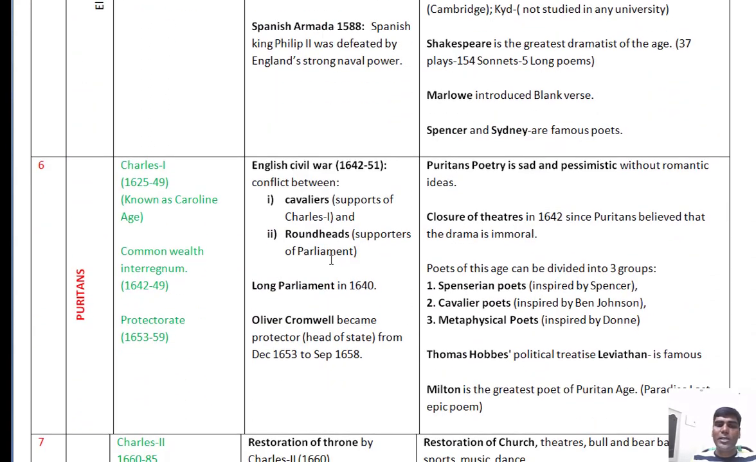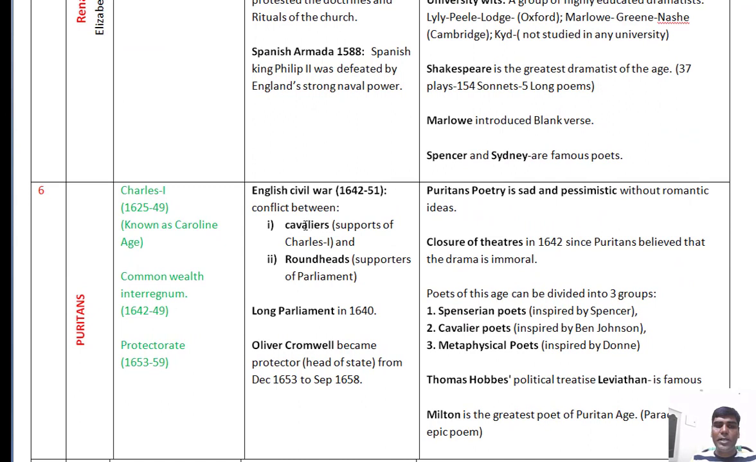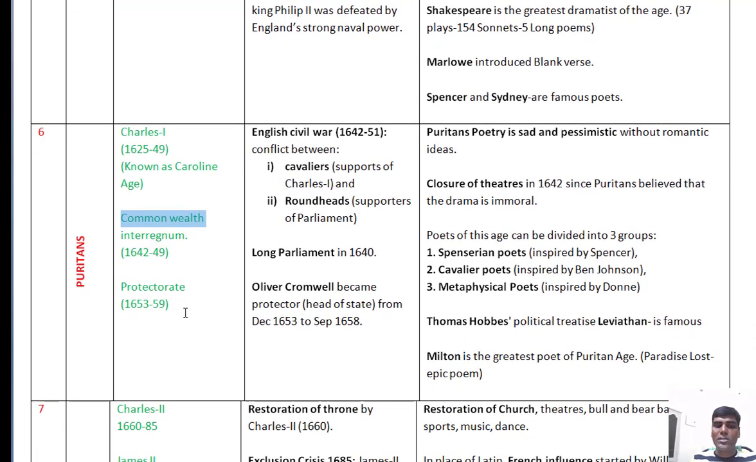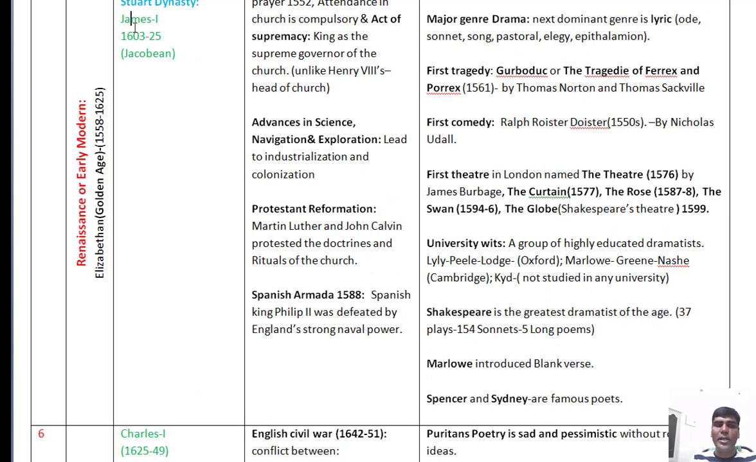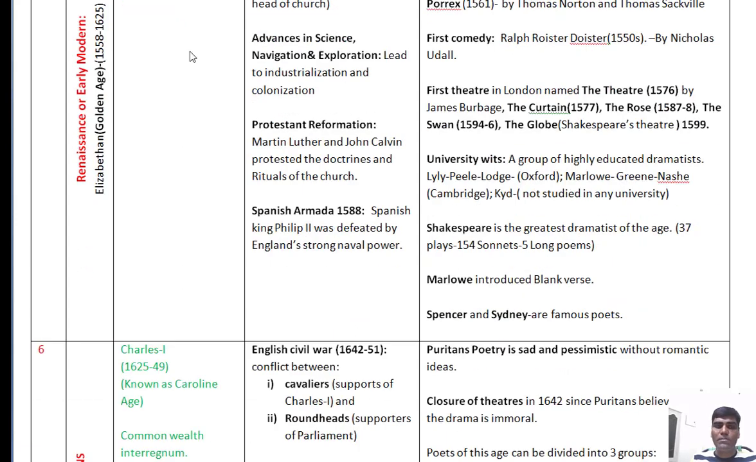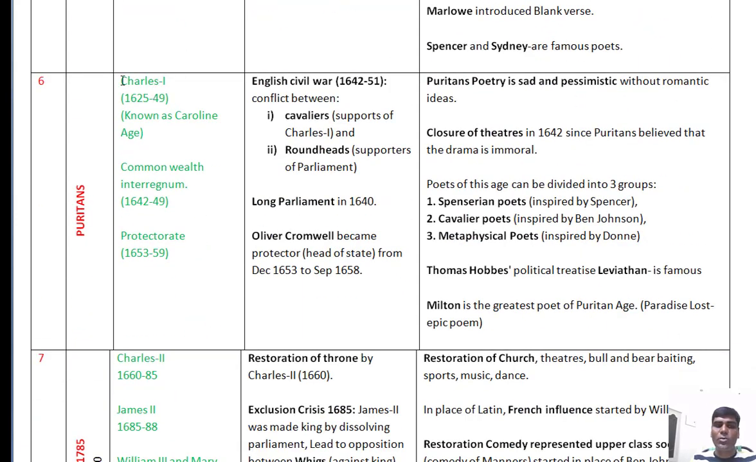And the next important age is the Puritan age. The Puritan age is also known as the Commonwealth Interregnum, generally called the Commonwealth period. This age is from 1625 to 1660, we can call it. In this, the James I period, 1603 to 1625, is known as Jacobean, and here Charles I's reign is known as the Caroline age. This is also one of the important bits.